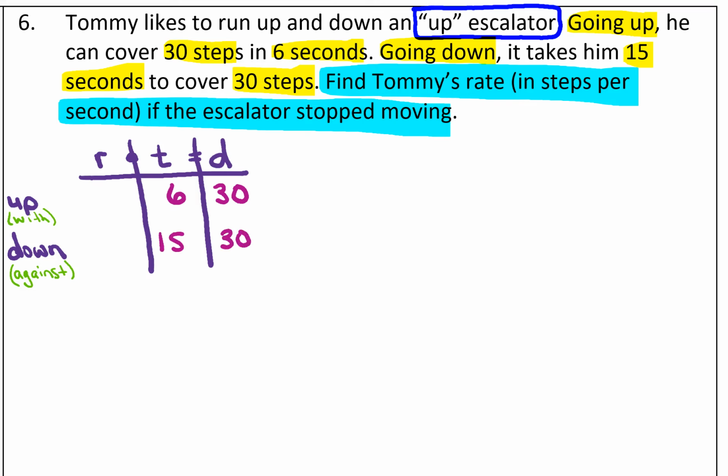Now the next thing we have to do is we need to actually identify some of our variables. Because we want to know Tommy's rate, that's our first variable. So T is going to be Tommy's rate. But the other rate we have to consider is the escalator's rate. So I'm going to let E be the escalator's rate.